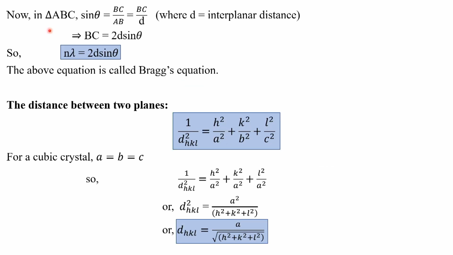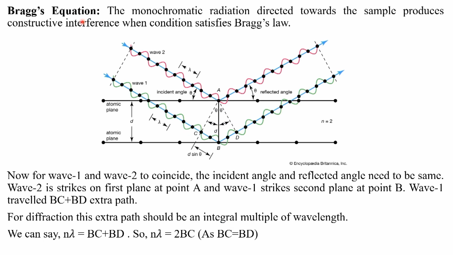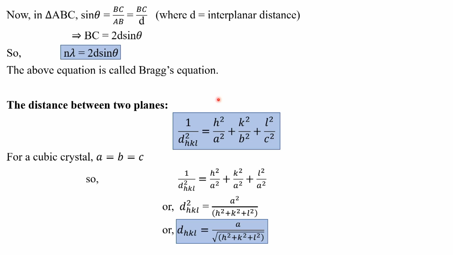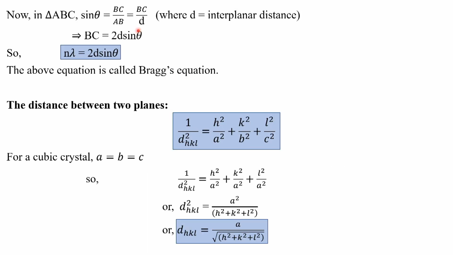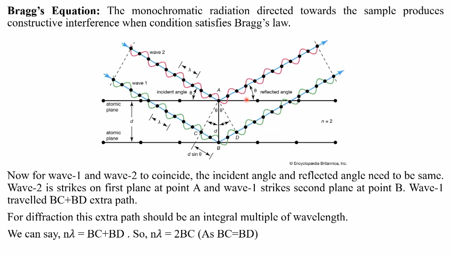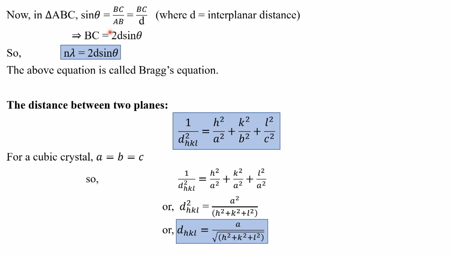Now if you consider triangle ABC, this is the triangle ABC. So in triangle ABC, we consider BC by AB. AB is our d here. So BC by AB is BC by d, where d is the interplanar distance. So this is one plane, this is another plane, and this is the distance between the two atomic planes, d. So this is the value of d here. So we write BC equals d sin theta.